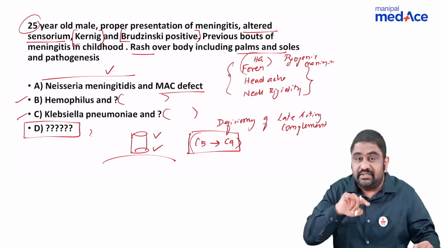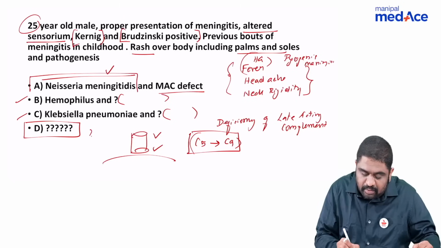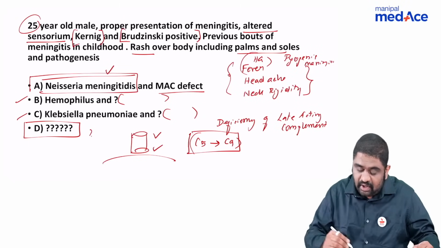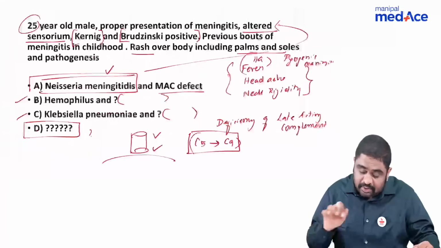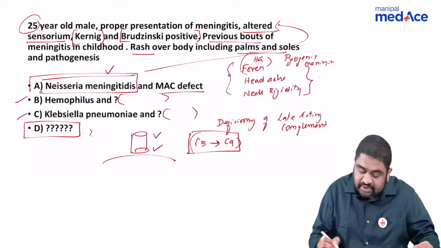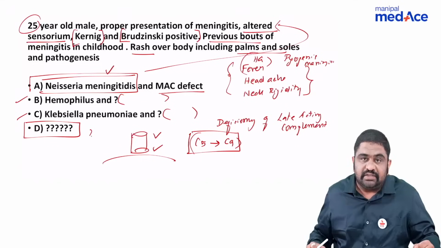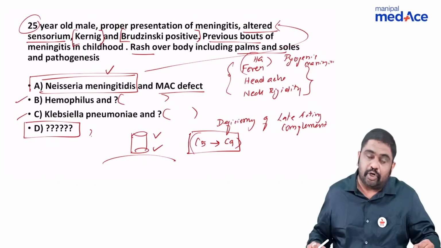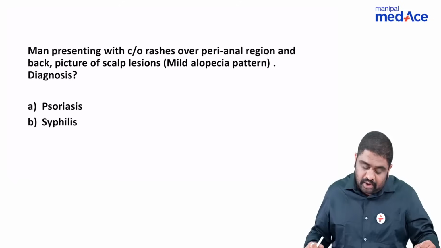So if a patient is having a congenital defect in the MAC formation, then they will be more vulnerable to Neisseria meningococcal infection. That is why we expect altered sensorium in this patient. And that is why you expect repeated previous bouts of meningitis in childhood also. Also remember, meningococcal meningitis is the most common meningitis in the adolescent age group between 3 to 14 years of age. Okay, now look at this.